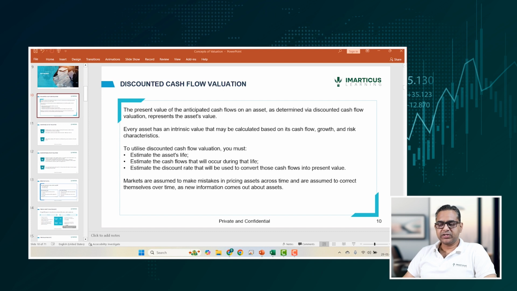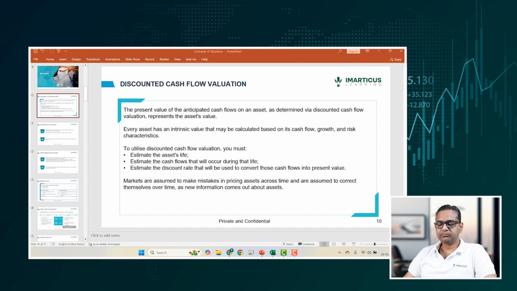Every asset has an intrinsic value that may be calculated based on its cash flow, growth, and risk characteristics. To utilize the DCF valuation, you must estimate the asset's life, estimate the cash flows that will occur during that life, and estimate the discount rate that will be used to convert those cash flows into present value. Markets are assumed to make mistakes in pricing assets across time and are assumed to correct themselves over time as new information comes out about assets.